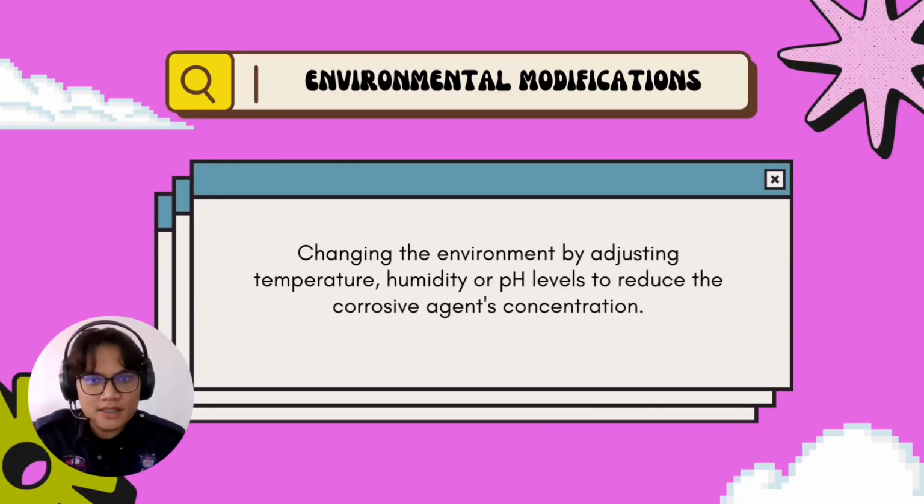Okay, the fourth one is environmental modification. By changing the environment, adjusting temperature, humidity, or pH level, we reduce the corrosive agent's concentration.